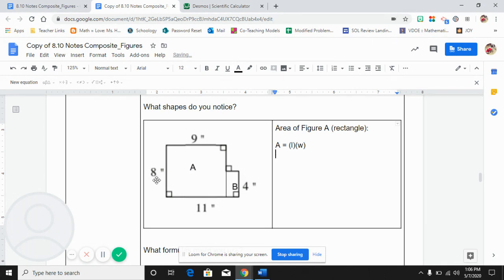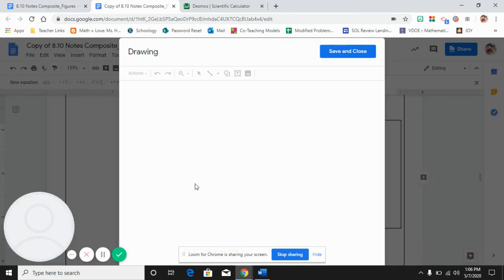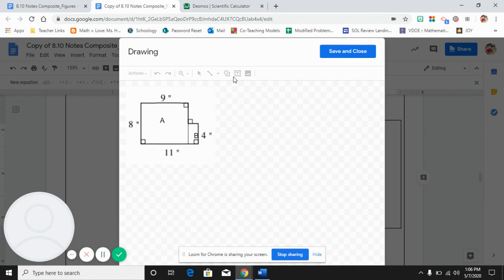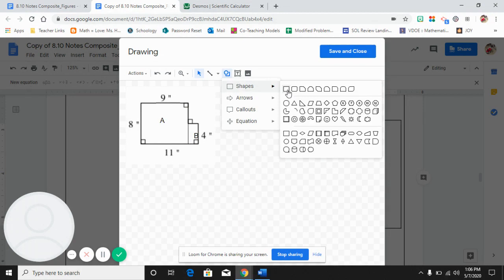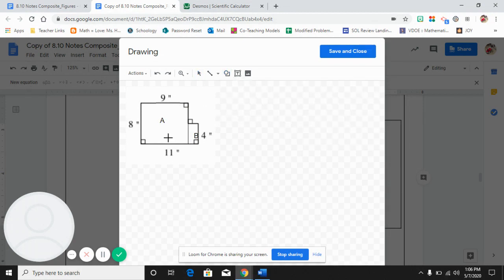What is the length and width of this rectangle? I see a lot of different measurements: 8 inches, 9 inches, 11 inches, 4 inches. So if we're just looking at figure A, which actually pertains to the length and width of just figure A? Well, I'm going to draw a little shape on top of this to kind of see it a little bit easier. So if this is figure A right here, what is actually measuring the length and the width? It's actually going to be a length and width of 9 and 8.